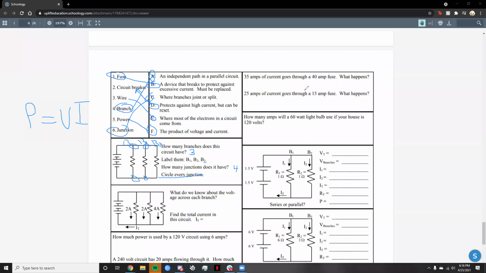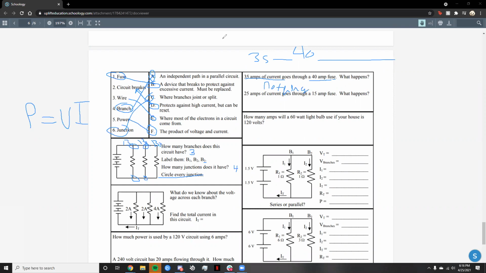Then we'll go over here. 35 amps of current goes through a 40 amp fuse. What happens? Nothing happens, because 35 is less than 40. The circuit continues.